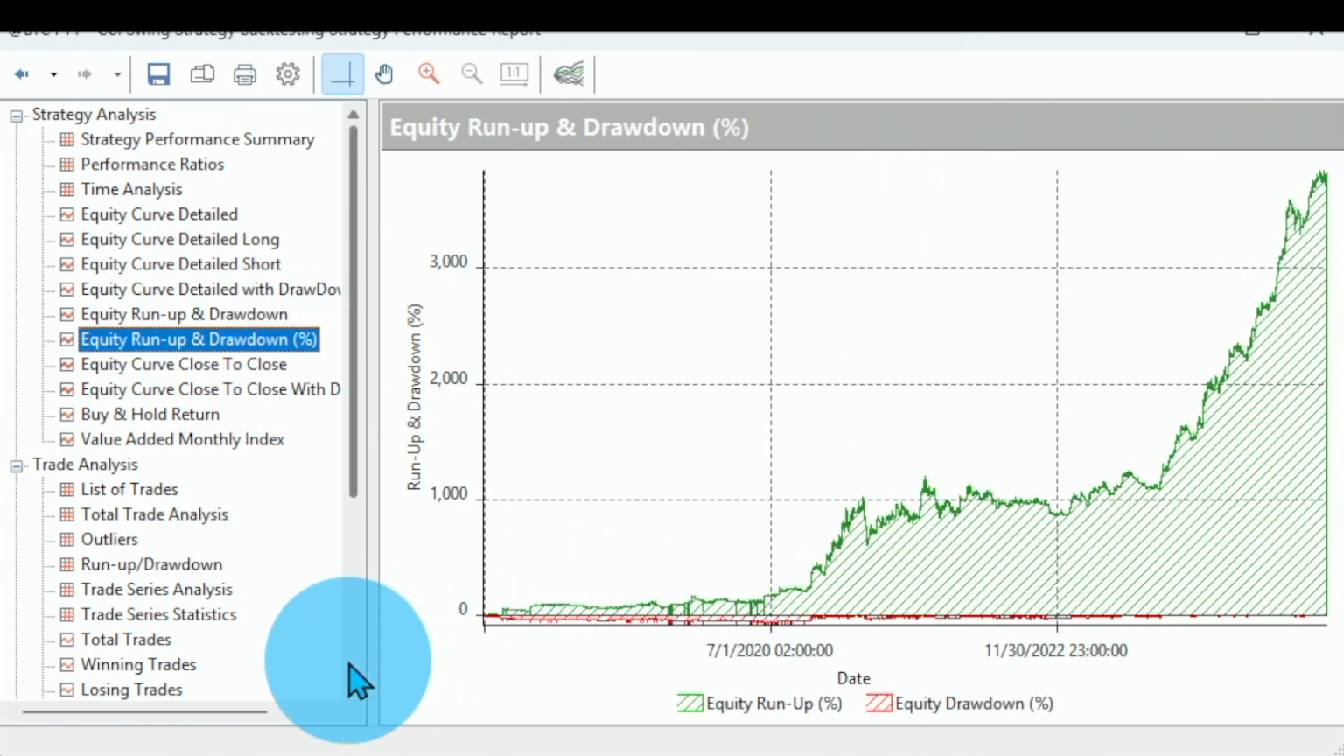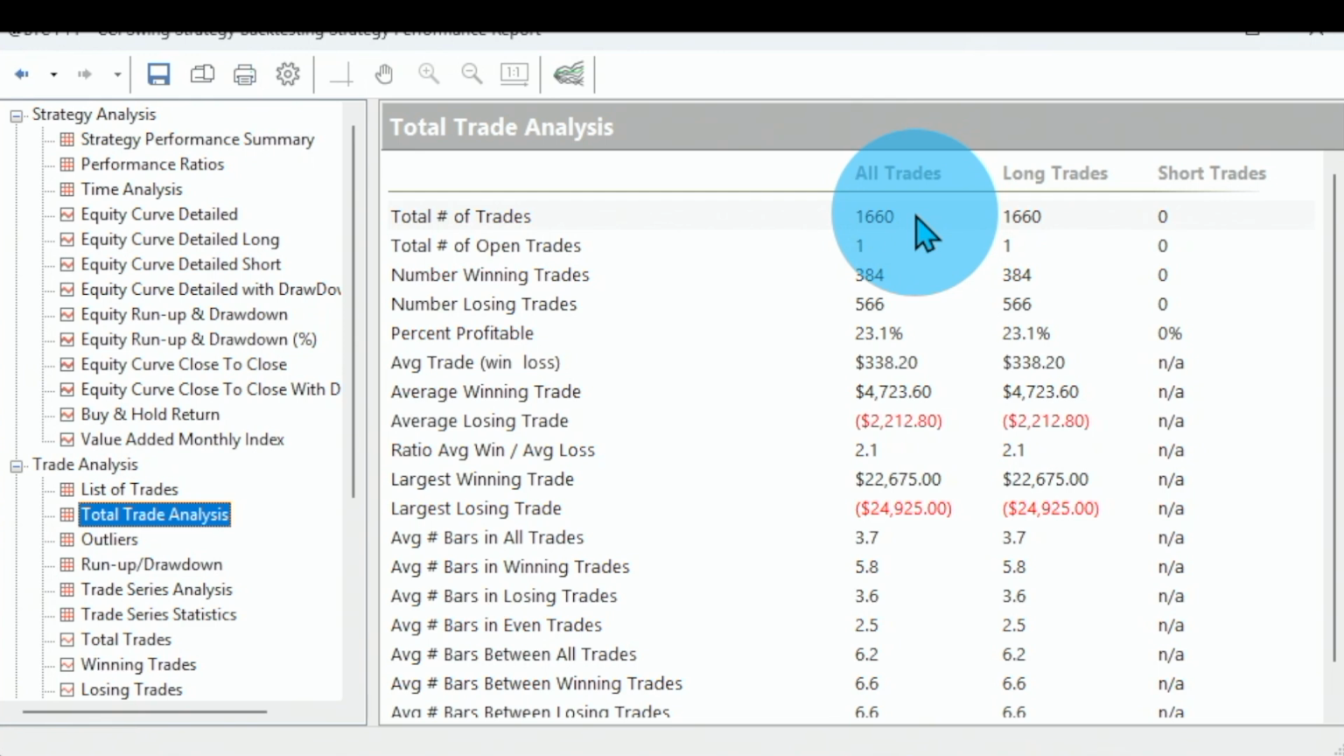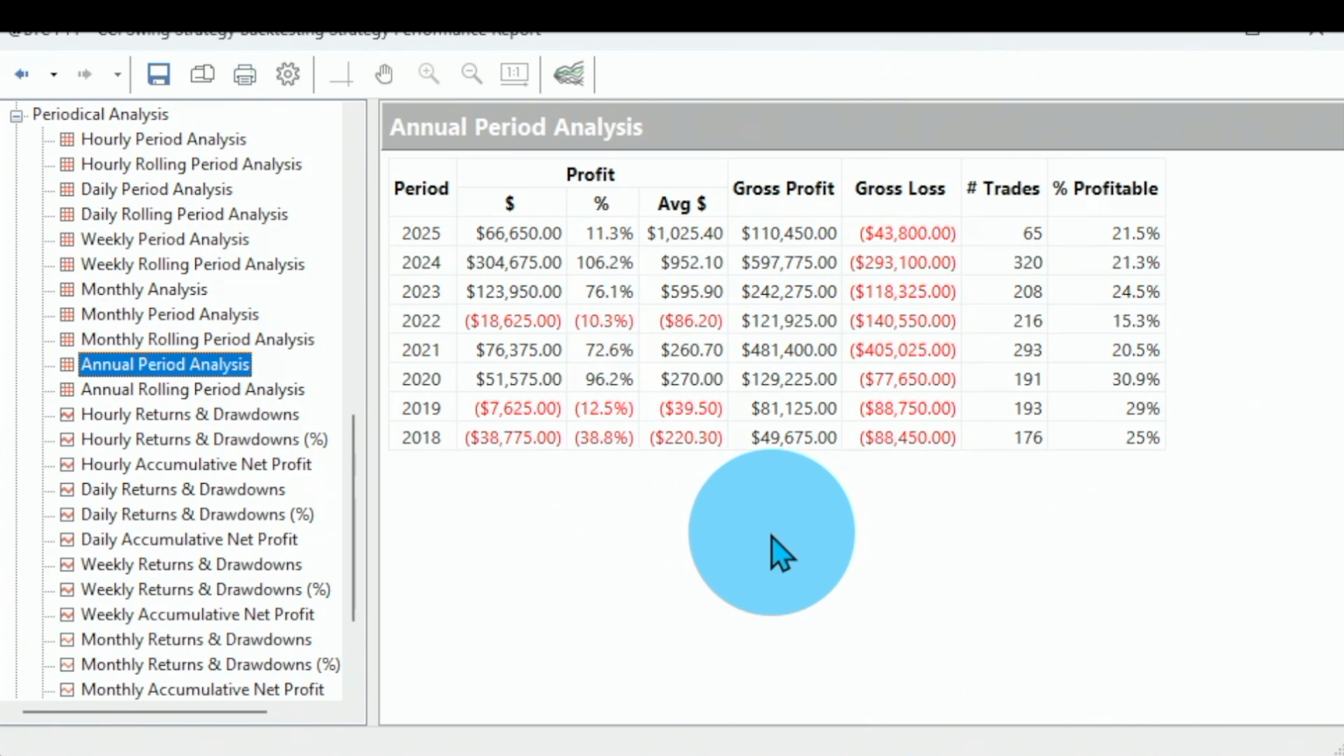This is the equity curve. Trade analysis: above 1,600 trades with an average of 338 per trade. Annual period analysis since 2018. We have 3 losing years and the rest are profitable, with 2024 the biggest profit so far. Of course, 2025, we are only 2.5 months in. Also, nice to see is the average trade is growing every year. So that means our strategy is having a good market fit for now. And it's getting better every year since 2022.